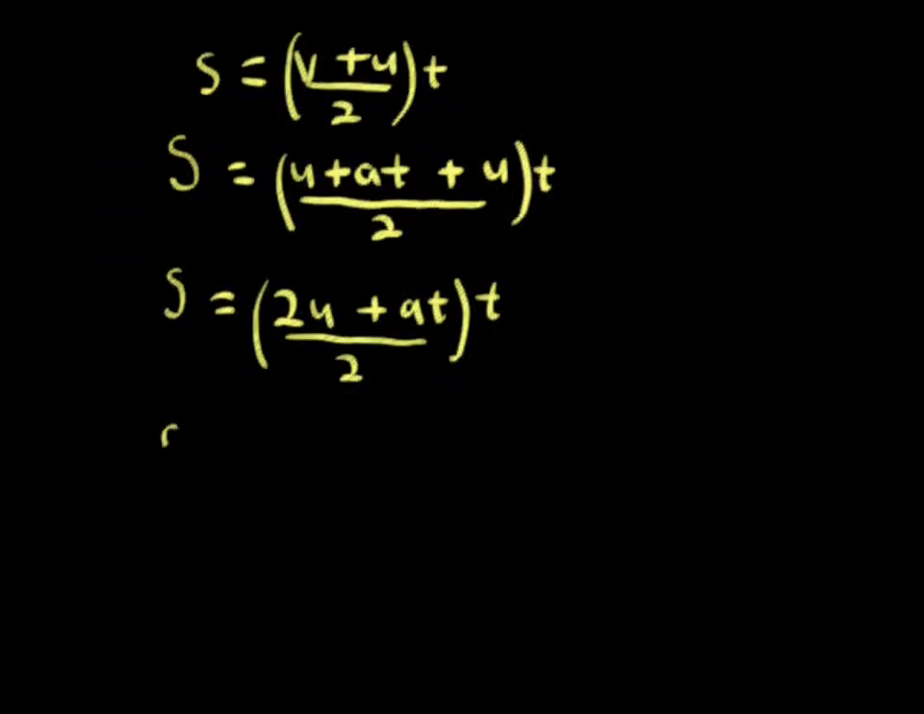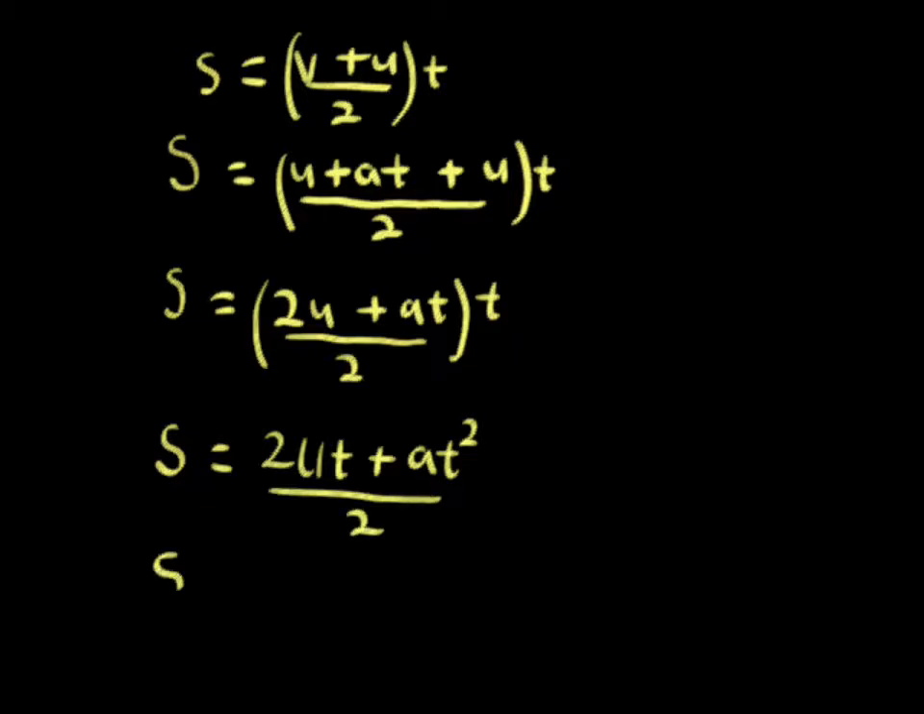Our distance now would be equal to, we're going to use this t to multiply the entire bracket. So we're going to have 2ut plus at square, 2ut plus at square divided by 2.